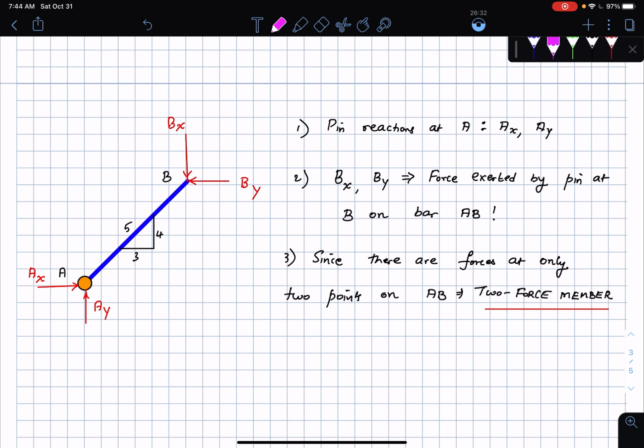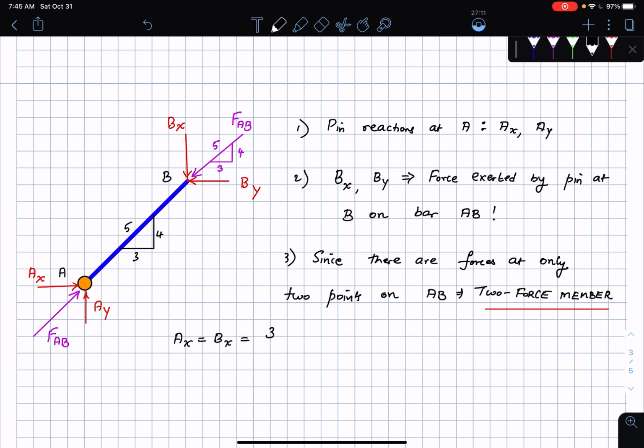Instead of drawing this Bx and By, I can just draw this as a single force, FAB. This is going to be along the line joining the points A and B, as you know very well by now. So this is a two-force member, FAB, and I'm going to have the same slope triangle as before. The slope triangle is 3, 4, and 5 for this, so this is 4, 3, and then 5.